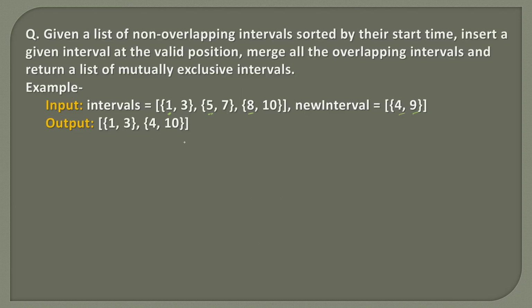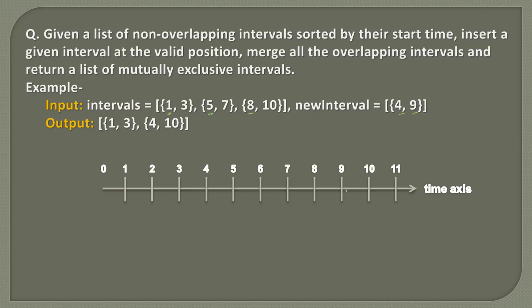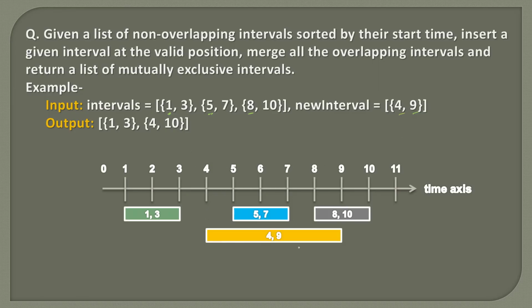Now how this output came, let's see via diagram. So this is our time axis, and if we plot all these intervals on this time axis, it would look something like this: 1, 3, 5, 7, 8, 10. We have to insert 4, 9. So it will go from 4 to 9. So here you can see this 4, 9 doesn't overlap with 1, 3. So 1, 3 doesn't get affected by the insertion of 4, 9 because they are not overlapping. So 1, 3 will be part of our answer because it's mutually exclusive. So this is the first part.